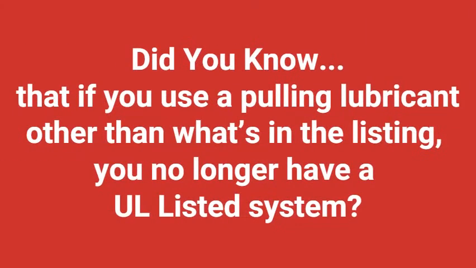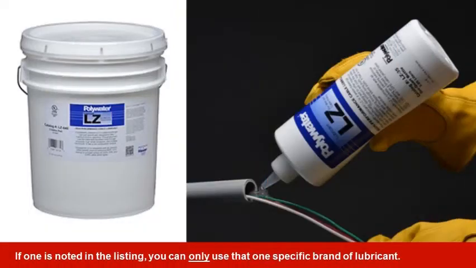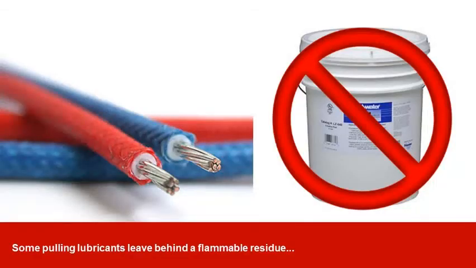Did you know that if you use a pulling lubricant other than what's in the listing, you no longer have a UL listed system? If a lubricant is noted in the listing, you can only use that one specific brand of lubricant. If one is not listed, then you can't use any pulling lubricant at all. Realistically, is a contractor going to try and pull heavy silicone rubber insulated cables through conduit without a pulling lubricant? Is it practical to think that every electrician is even aware of these specific requirements? Even with all parties' best intentions, can you really guarantee what is used in your fire-rated project every time when we are talking about commodity-type products?